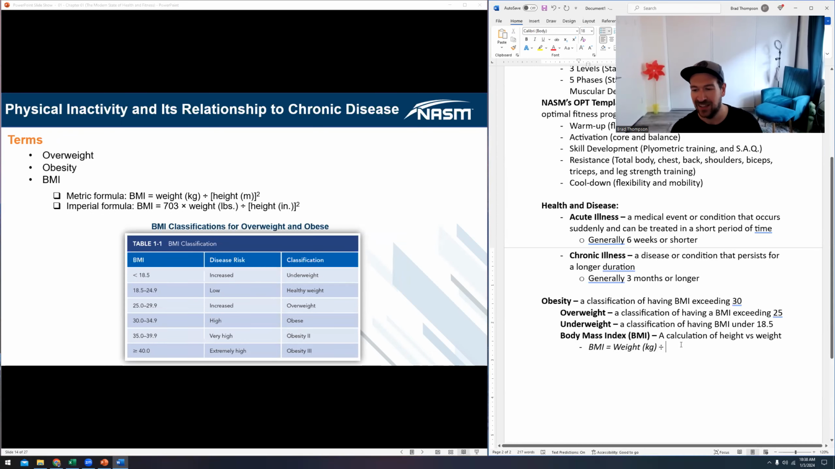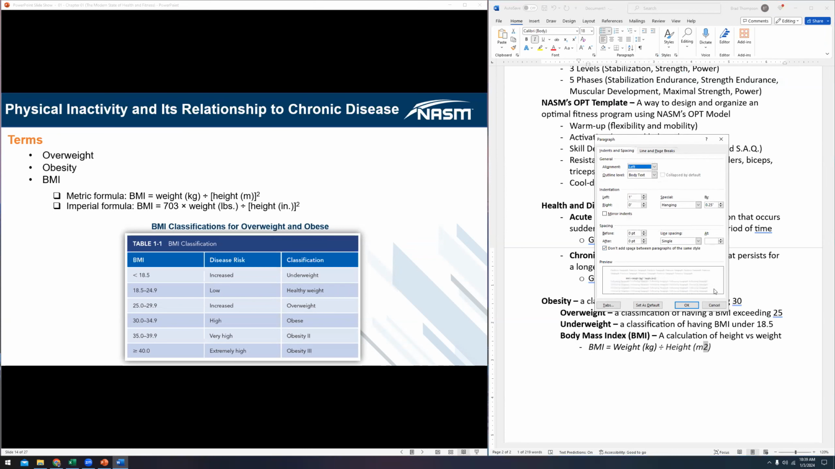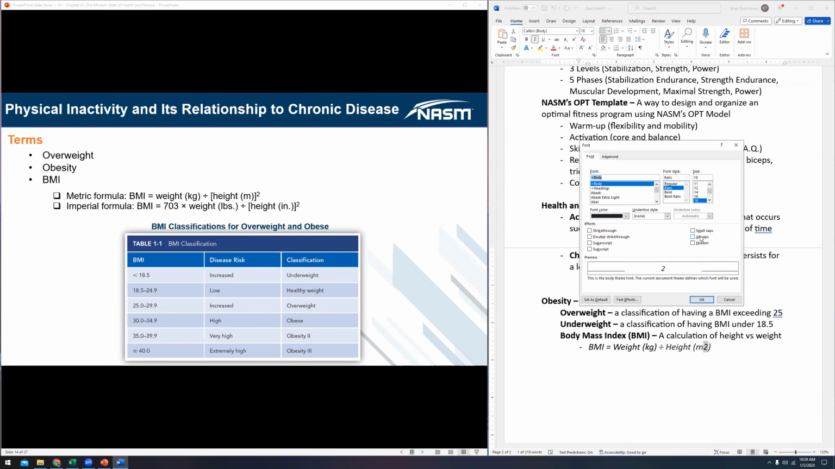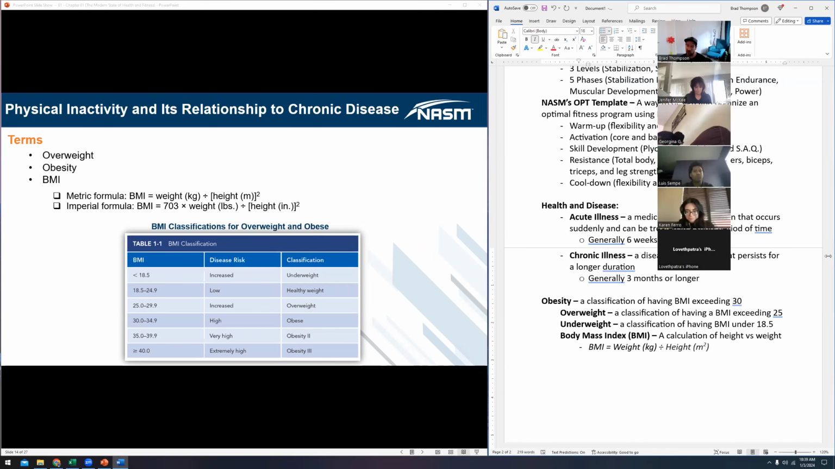Divided by your height in meters squared. Just formatting here so that your notes look good when I give them to you. So weight in kilograms divided by height in meters squared. I know we don't use kilograms and meters that often here in the US, but those are the numbers they use to actually classify these.